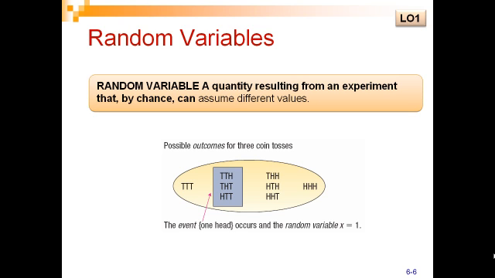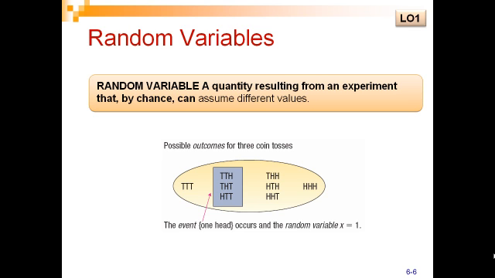This diagram illustrates the terms experiment, outcome, event, and random variable. First, for the experiment, where a coin is tossed 3 times, there are 8 possible outcomes: TTT, TTH, THT, HTT, THH, HTH, HHT, and HHH.